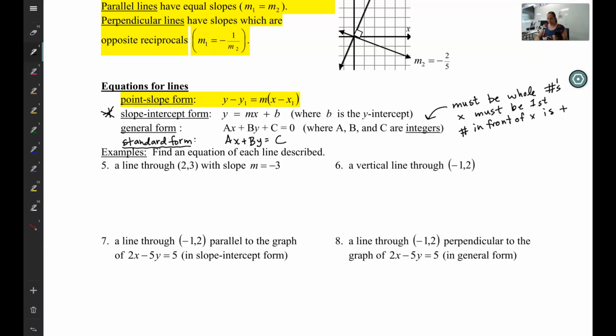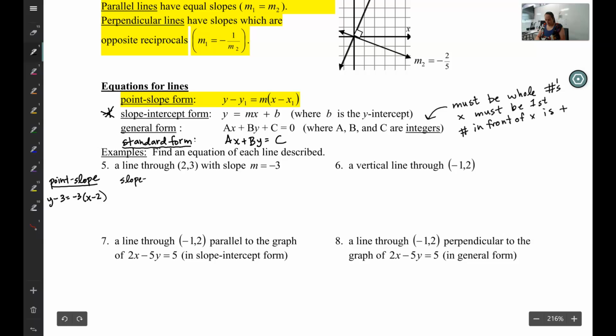Okay, let's try out number 5. An equation goes through the point 2, 3 with the slope m equals -3. Now, this does not tell us what form this equation should be in. So just to show you real quick, I'm going to go through all of them. Point slope is the easiest. We have a point, we have a slope. We have y minus y1 equals m x minus x1. So simplify, not yet. Don't need to simplify. That's it for point slope. We're good.